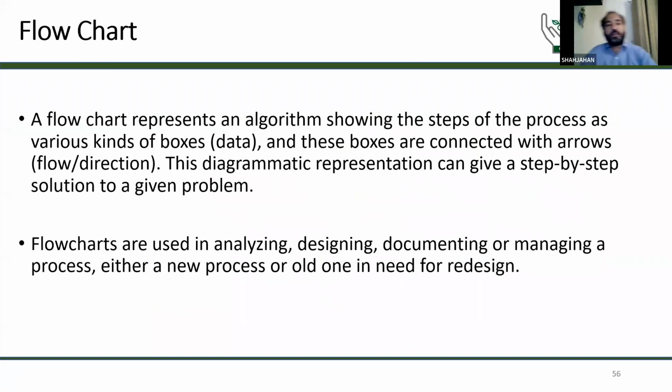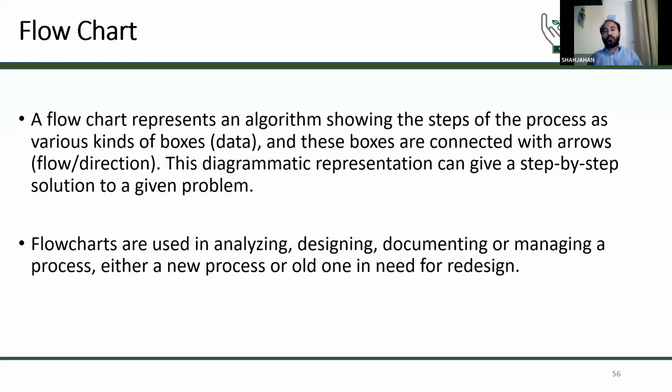Now the other tool which we use for root cause analysis is the flow chart. A flow chart represents an algorithm showing the steps of the process as various kinds of boxes, and these boxes are connected with arrows showing flow direction. This diagrammatic representation can give a step-by-step solution to a given problem. Flow charts are used in analyzing, designing, documenting, or managing a process, either a new process or an old one in need of redesign.